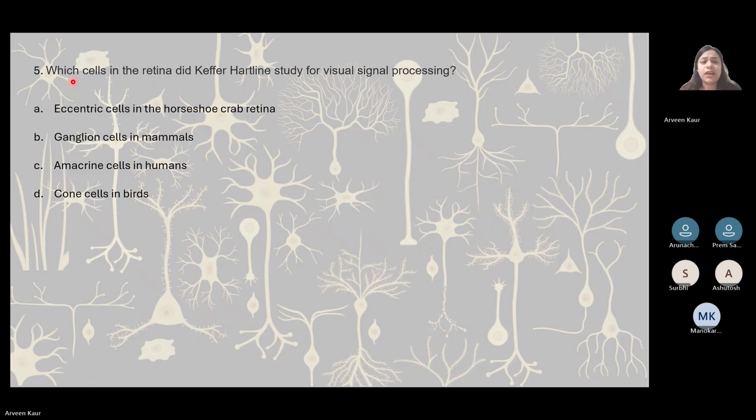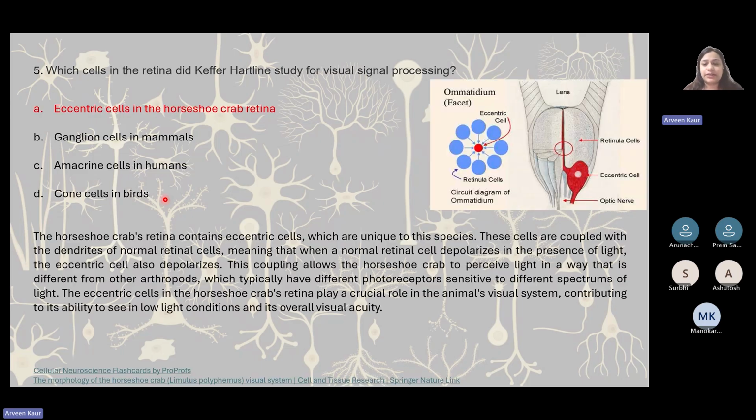Okay. So which cells in the retina did Keffer Hartline study for signal processing? Was it the eccentric cells in the horseshoe crab retina, or the ganglion cells in mammals, or the amacrine cells in humans, or the cone cells in birds? The correct answer for this one is eccentric cells in the horseshoe crab retina, right? So this is what the eccentric cell looks like.